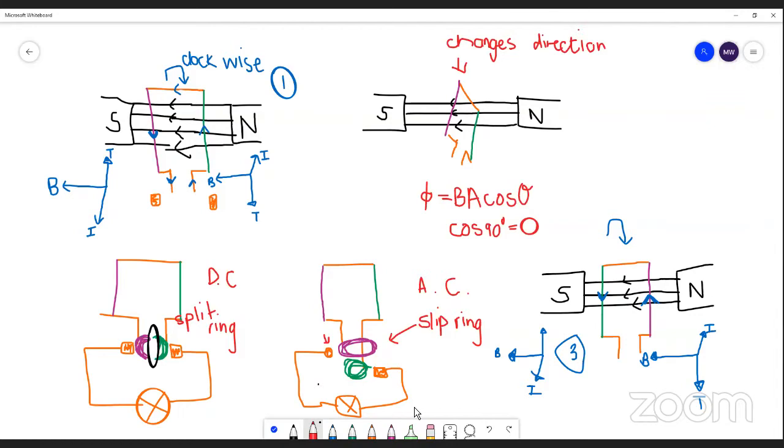So the current in your system is going to continuously change. But if you've got this DC system where you've got the split rings, the different carbon brush gets touched by the split ring. So it's only going to get touched when it's going one direction. So let's say it's going this direction. As soon as the purple wire's direction changes, the other half is going to touch this carbon brush again. So it's only one direction.